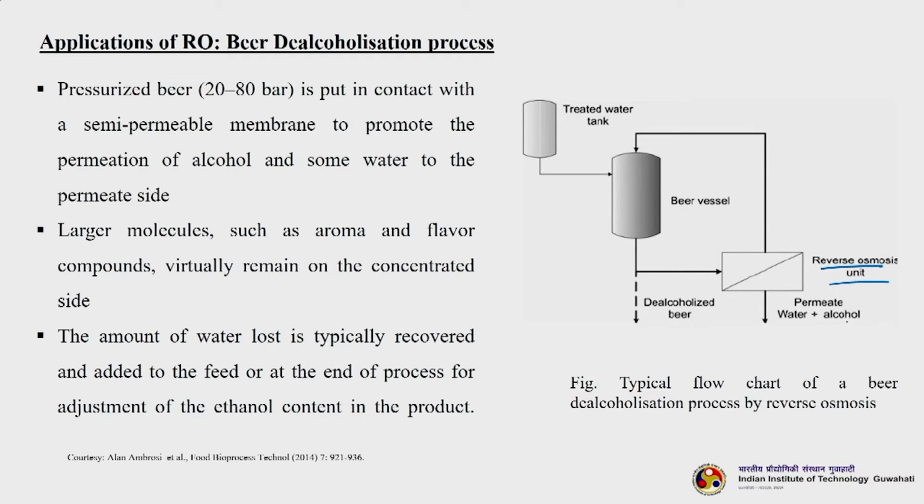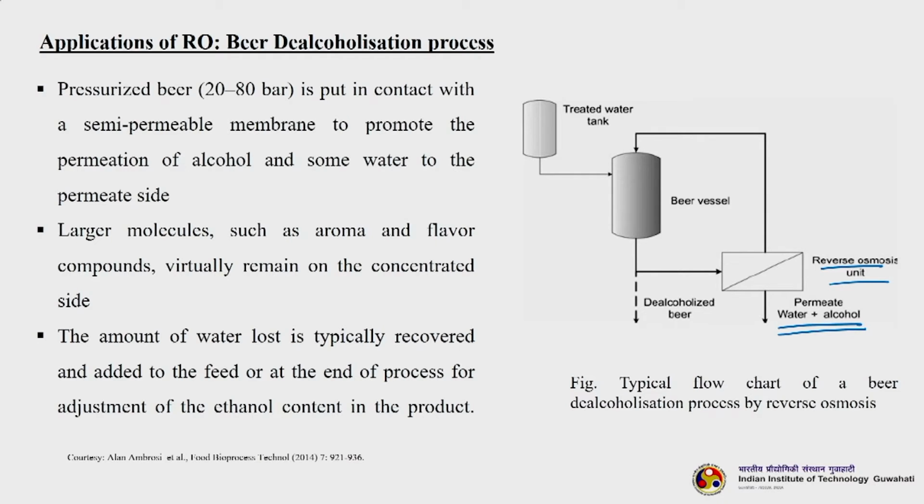So, that means on the permeate side some water and alcohol is coming through. But one of the disadvantages of this particular system is that it becomes a costly process. The RO system needs high pressure, so that is one of the most important things to take care of when you calculate the overall process cost.